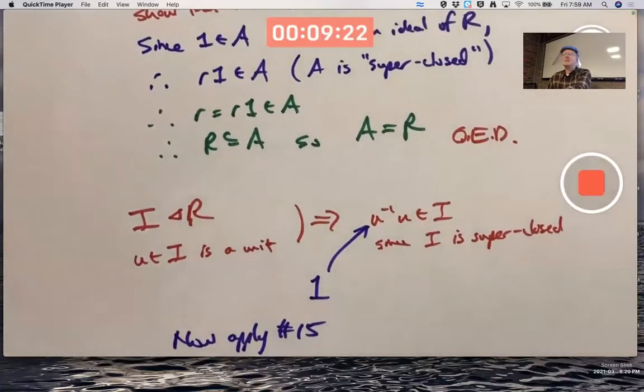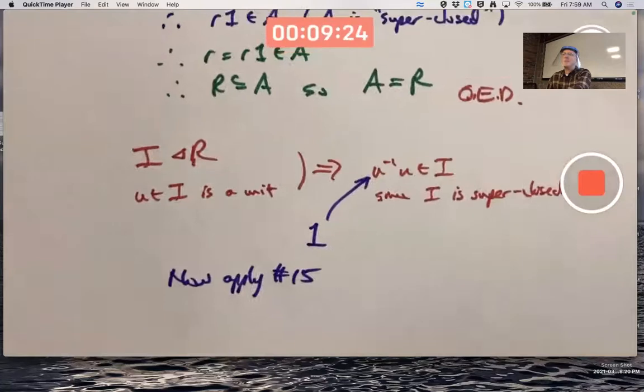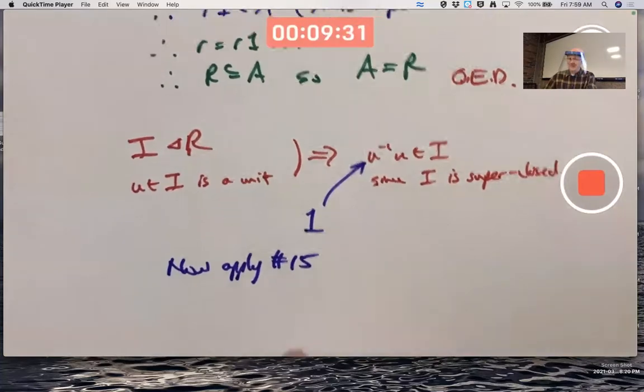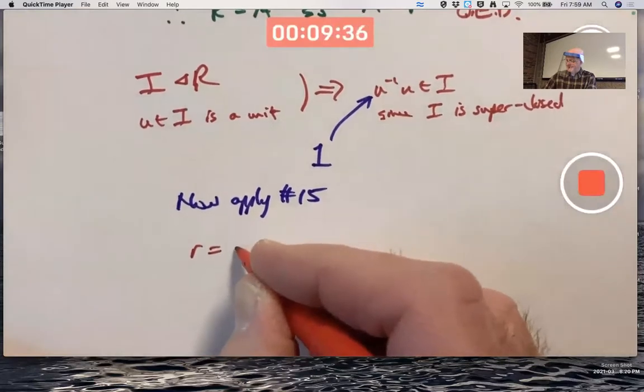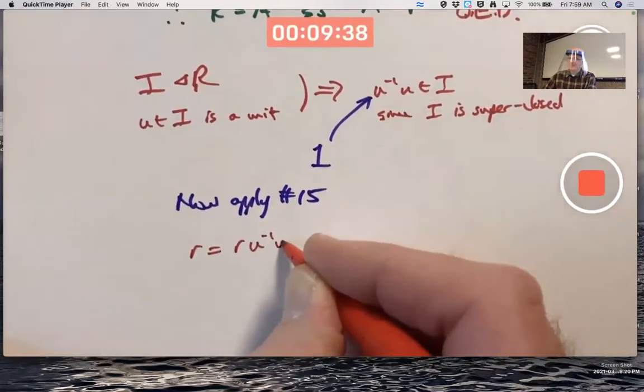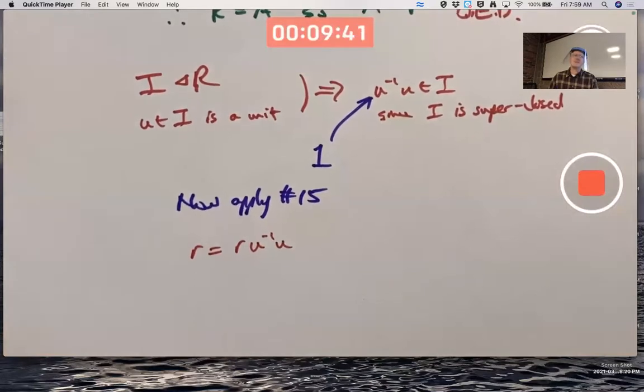One is in the ideal, therefore the ideal equals the entire ring. You could finish the proof without invoking number 15 as well. You could think of an arbitrary ring element as this product and still use the fact that I is closed under multiplication by ring elements. Okay. So anytime an ideal contains 1, it is the entire ring.